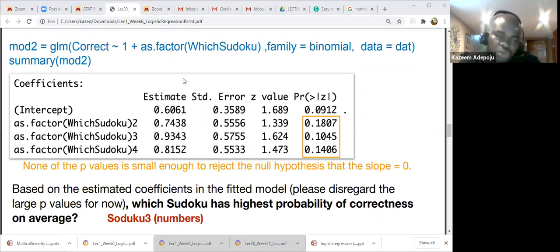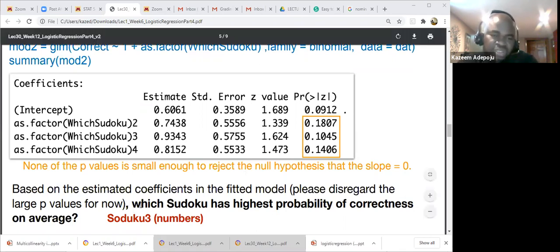You know that when the slope equals 0, you're actually going to have the intercept, right? So based on the estimated coefficient in the fitted model, please disregard the large p-value for now. The predictor here has actually failed a test of significance, but we don't want to deal with that for now, because the essence of what we're trying to do right now is just how can we tell about the contribution. We don't care about whether the contribution is significant for now. What we really want to do right now is just see which Sudoku has the highest probability of correctness on average?